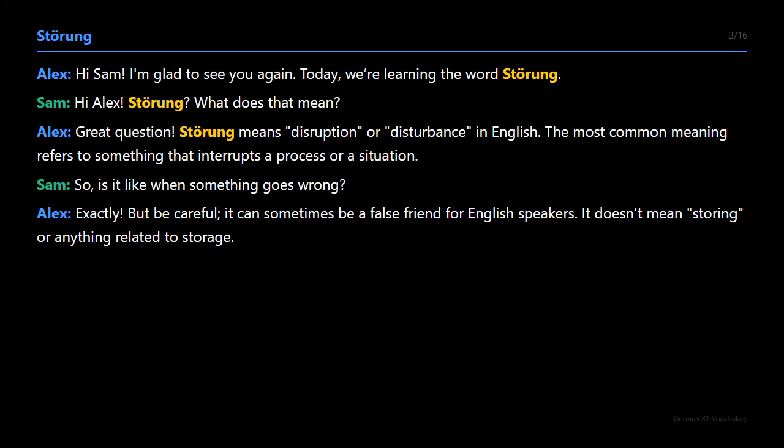So, is it like when something goes wrong? Exactly. But be careful, it can sometimes be a false friend for English speakers. It doesn't mean storing or anything related to storage.